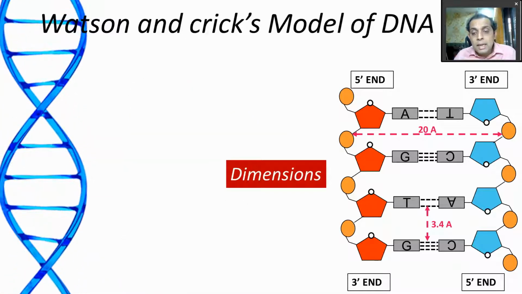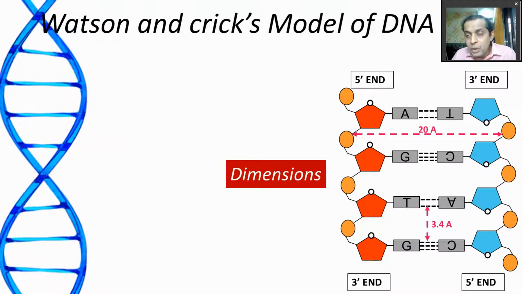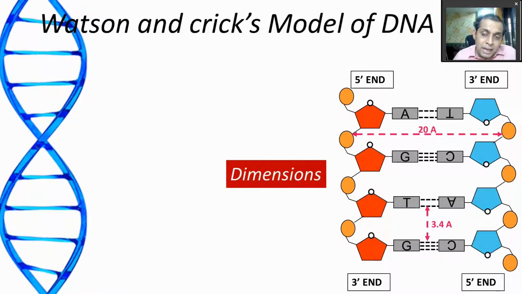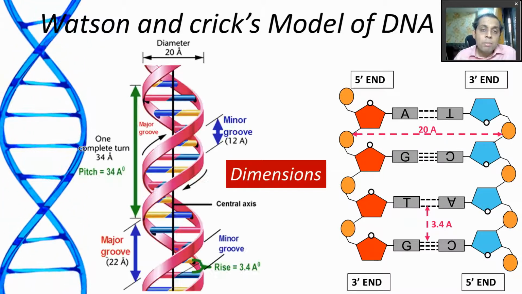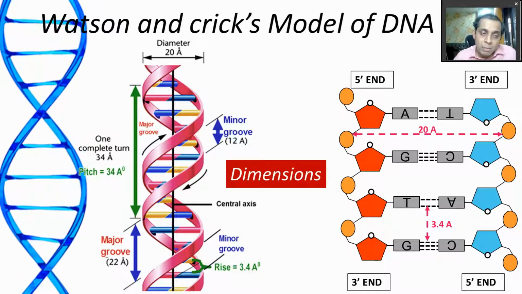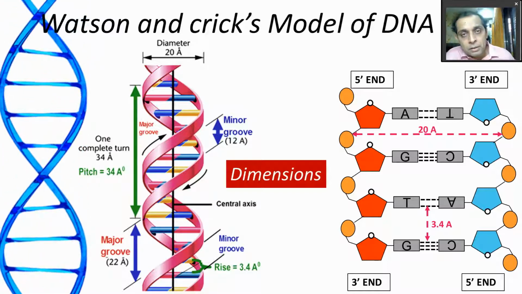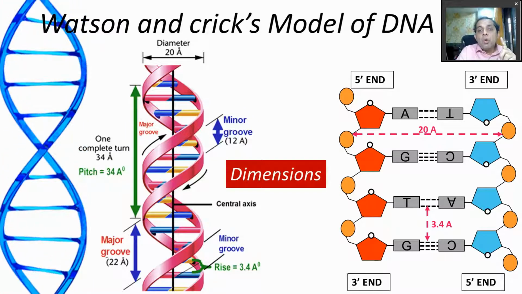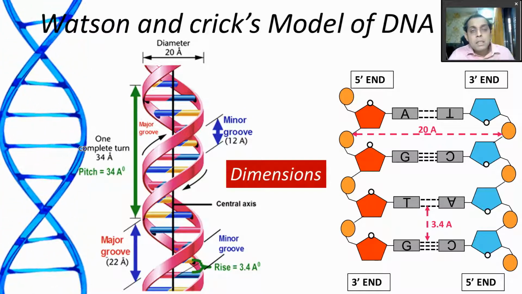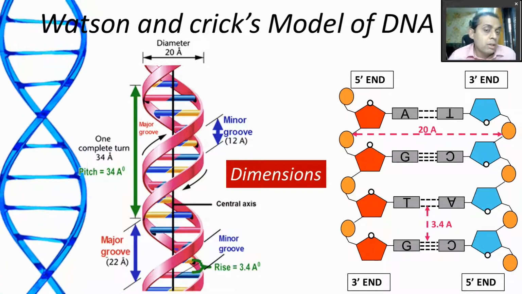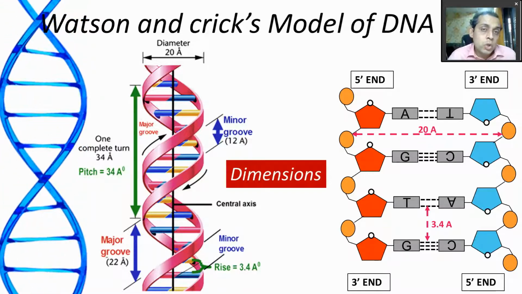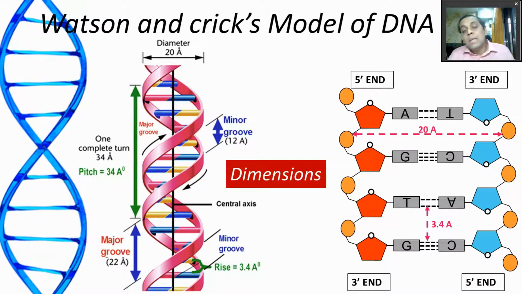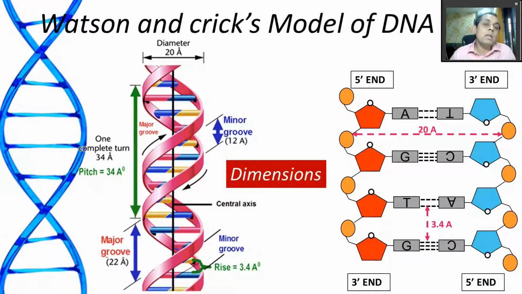Now here in this diagram, you can see there are 4 pairs of nucleotides. What they say is 10 pairs make one complete turn of DNA. One complete turn makes it 10 pairs. So the distance between two pairs is 3.4 angstroms. So 10 pairs makes it 34 angstroms. And 34 angstroms equals 3.4 nanometers. All right. So that's the length of one helix.